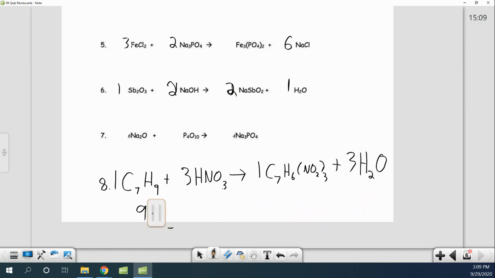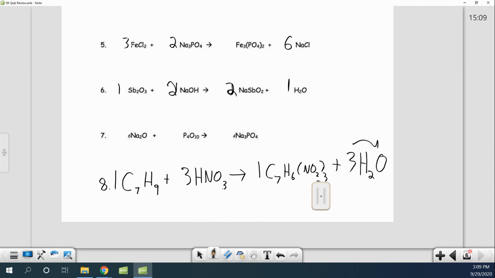Now, I haven't checked oxygen yet, and I have all my numbers in, which means oxygen better work. 3 sets of 3 is 9. 3 sets of 2 is 6. And 3 more. 3 plus 6 is 9. Look at that. It worked for us.